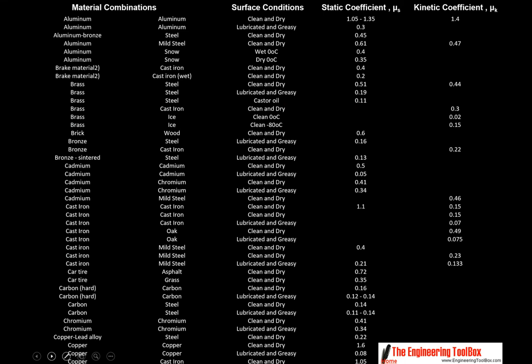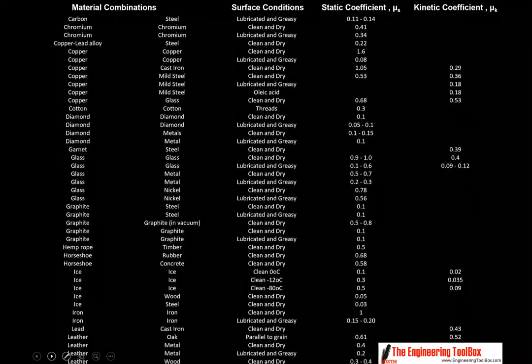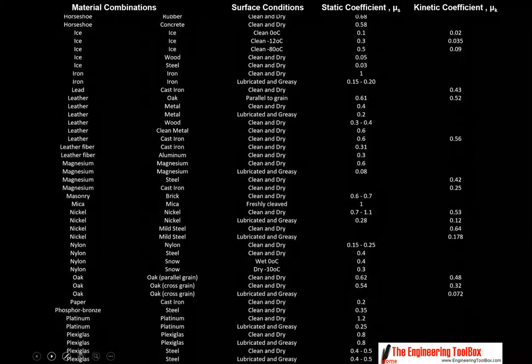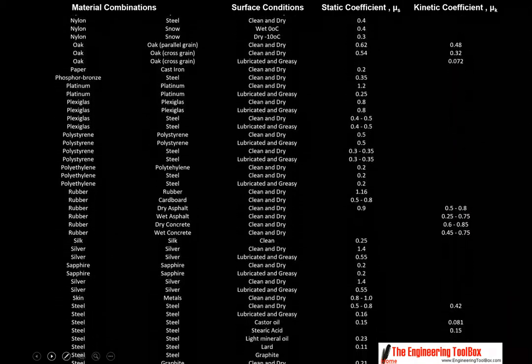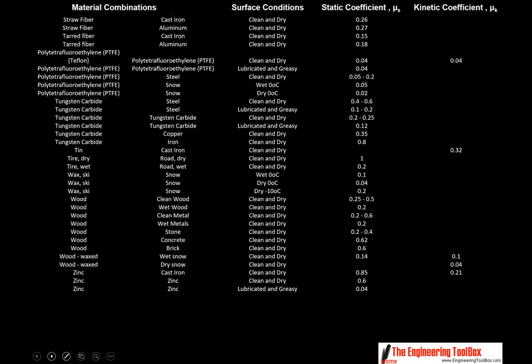Now, these are all your different mu's. So different materials like aluminum and aluminum. And of course, you have to think about, is it clean and dry, or is it lubricated and greasy? All kinds of stuff affects that. And you can just keep going. This is from copper, and then go diamonds, and it just keeps going and going and going. And this is alphabetical. It is. We're finally to Z.